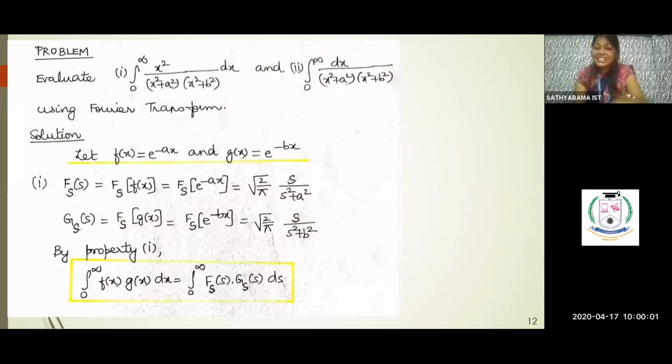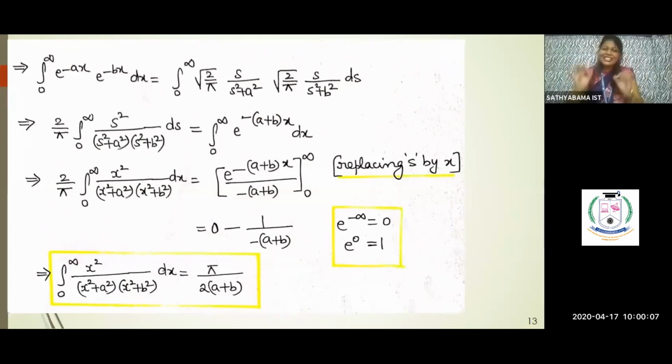What is Gs of s? Root of 2 by pi, s by s square plus b square. So I've simply substituted on both sides. Now just simplify, you will get the result automatically.